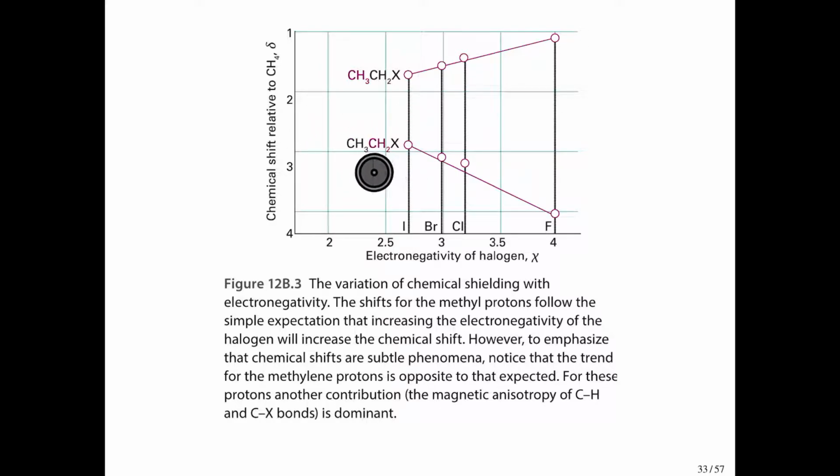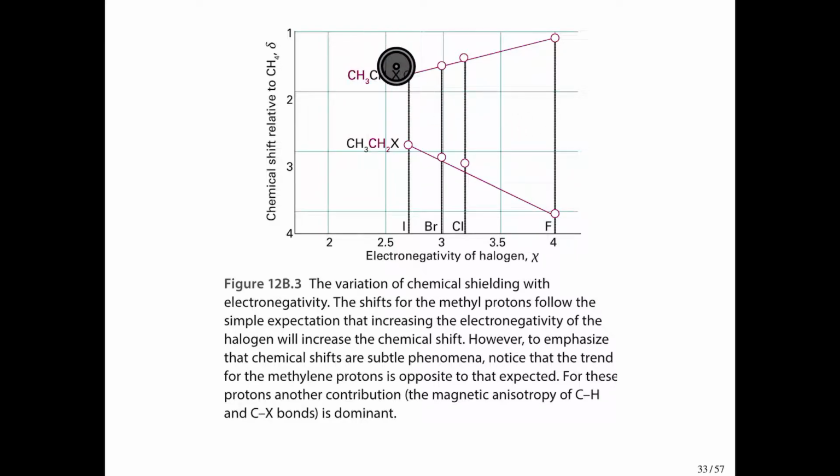Right, you would expect that these guys here, the methylene hydrogens, which are attached to a carbon that is very close to the electronegative atom, you would expect those to be more deshielded compared to the methyl groups, and that's what you see here. And what it's illustrating is, as you increase the electronegativity of that halogen, the chemical shift increases significantly.